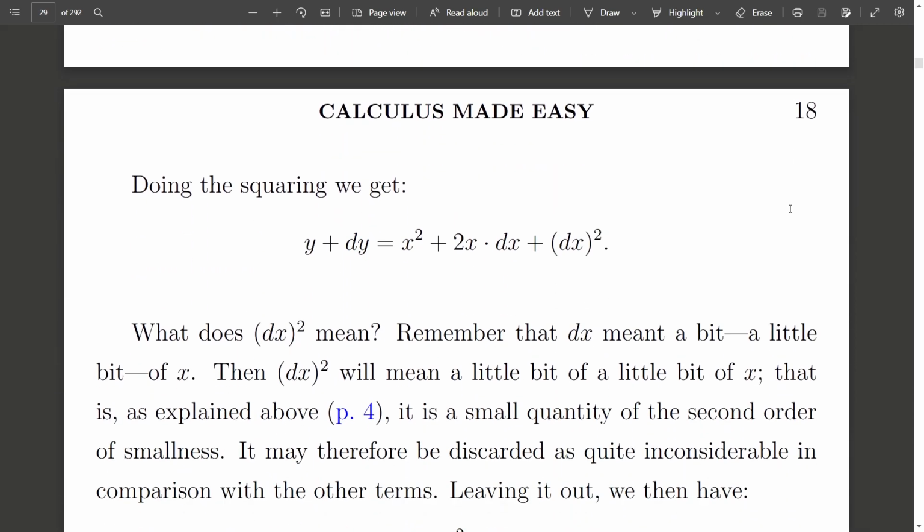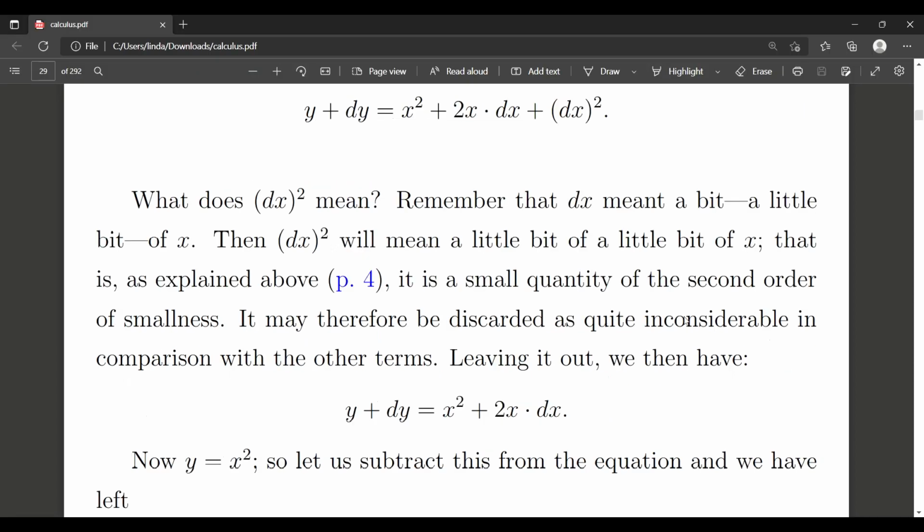Doing the squaring, we get y plus dy is equal to x squared plus 2x times dx plus dx squared. What does dx squared mean? Remember that dx meant a little bit of x. Then dx squared will mean a little bit of a little bit of x. That is, as explained above, it is a small quantity of the second order of smallness. It may therefore be discarded as quite inconsiderable in comparison with the other terms. Leaving it out, we then have y plus dy is equal to x squared plus 2x times dx.